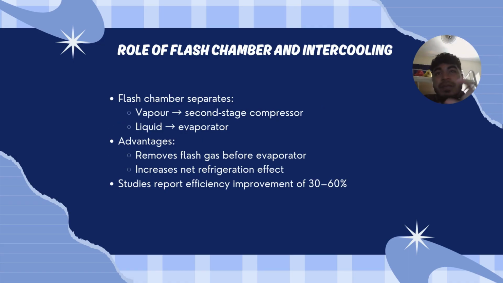Now we explain a little bit of the role of flash chamber and intercooling. The flash chamber separates vapor to the second stage compressor, so the liquid will go to the evaporator. The advantage is that it removes flash gas before the evaporator and increases the net refrigeration effect. Studies report efficiency improvement of 30% or 60%, etc.